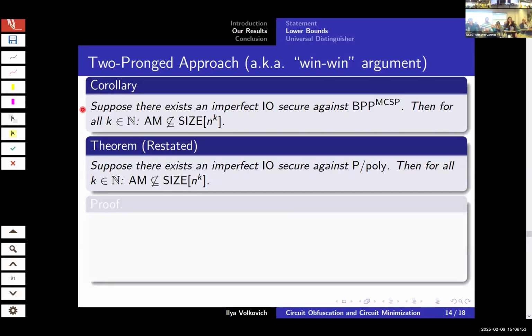So that's what we have so far. Let's see how it works. The lower bound that we get is using the traditional win-win argument, or the traditional two-pronged approach, as Eric Allender likes to call it.